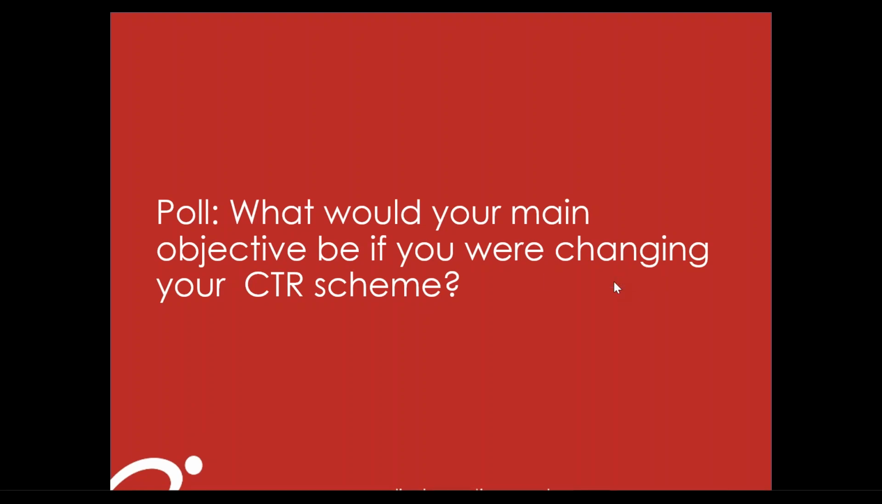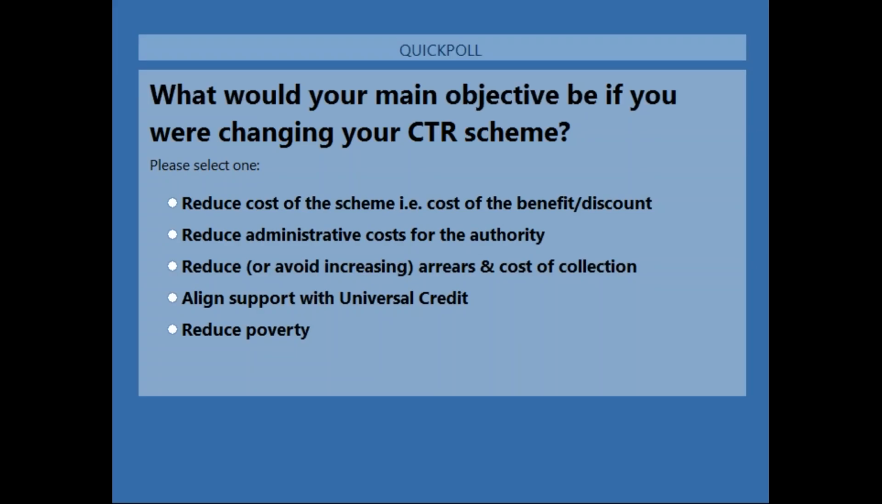So this poll, which should be coming up on your screen shortly, is titled, we're asking you, what would your main objective be if you were changing your CTR scheme? Okay, so I'm going to give you time to take the poll. Please choose from the options, and of course you may have more than one. Is your main objective to reduce the cost of the scheme, for example, reducing the benefit or the discount that you offer?